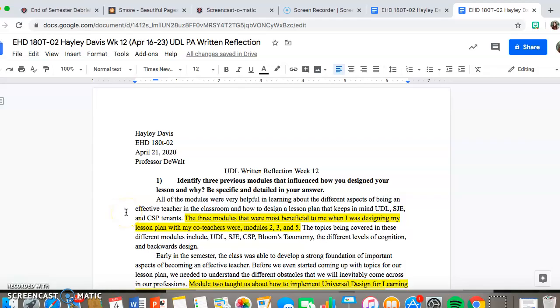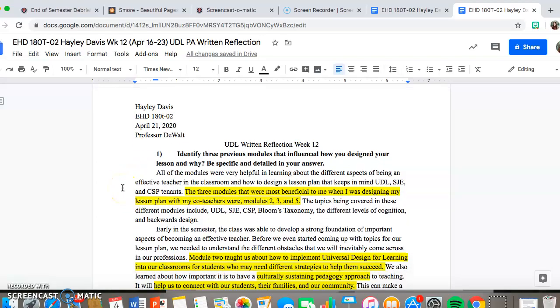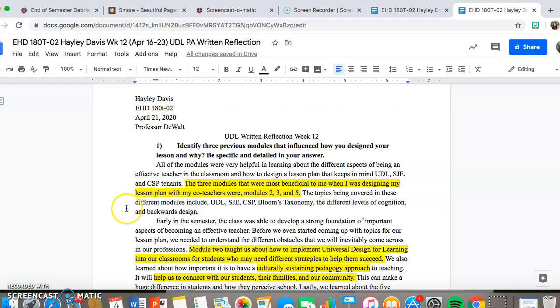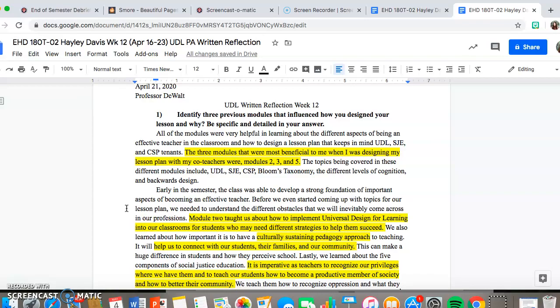Hello everyone, I'm going to be going over my two UDL reflections that I felt best represented my understanding of the semester. I'm going to first be going off of my written reflection for week 12. To start off, the first question was: identify three previous modules that influenced how you designed your lesson and why. Be specific and detailed in your answer.